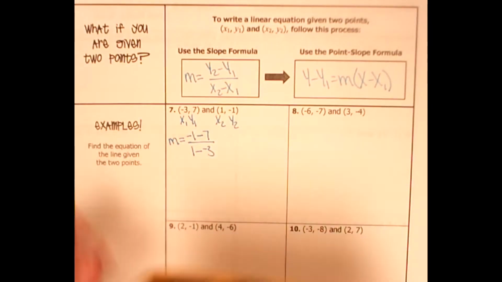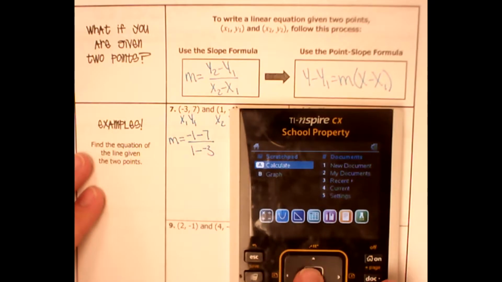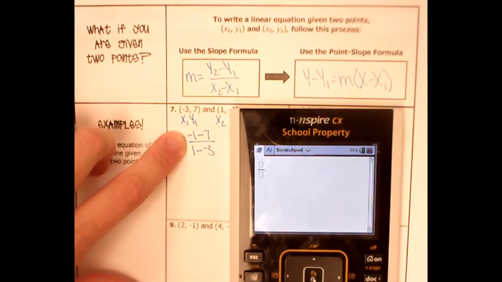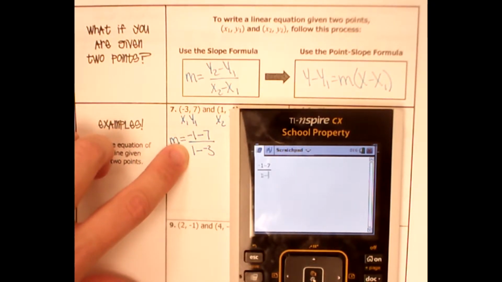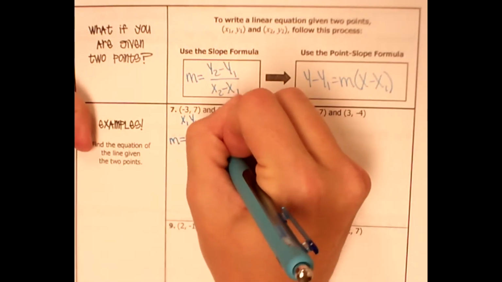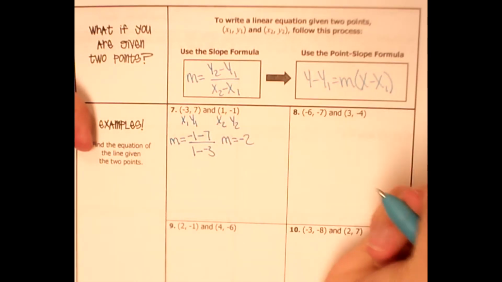From there, we can type it into the calculator. So as a fraction, I'm going to type in negative 1 minus 7 over 1 minus negative 3 and hit enter. So now my slope, m, is equal to negative 2.